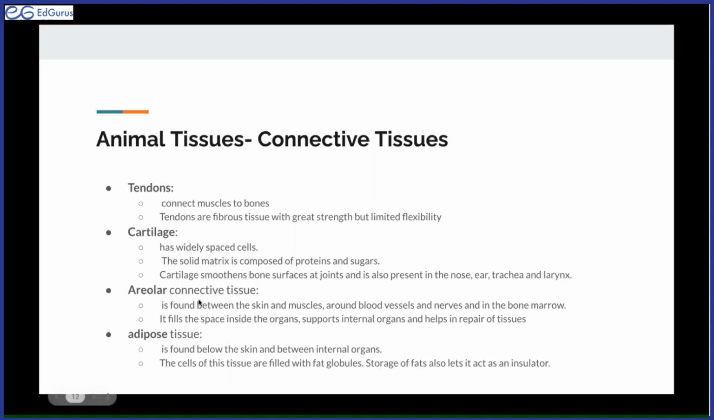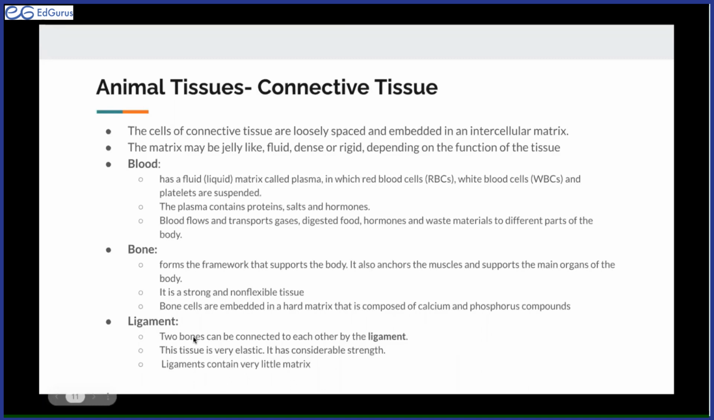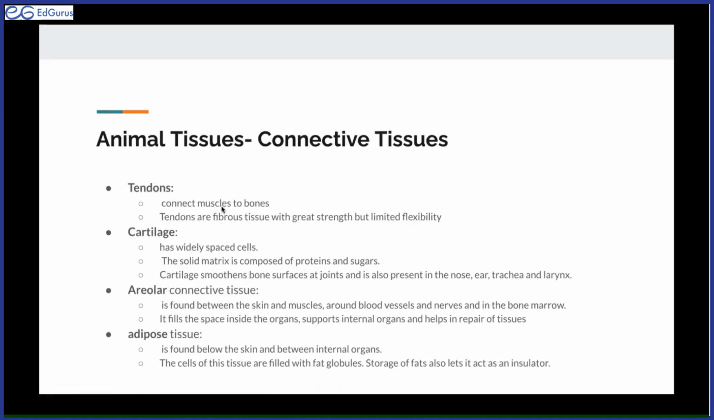So the next tissue now is the areolar connective tissue. It is found between the skin and the muscles. So there are many different types here. We have ligament that is between bone and bone. We have tendon that is between muscle and bone. We have cartilage that is also between bone and bone on the joints. Then we have areolar that is between skin and muscle. And it's between skin and muscles and also around blood vessels and in nerves and in bone marrow. It's in many different places. It's called areolar connective tissue. Basically, its function is that it fills the space inside organs, supports internal organs, and helps in the repair of tissues.